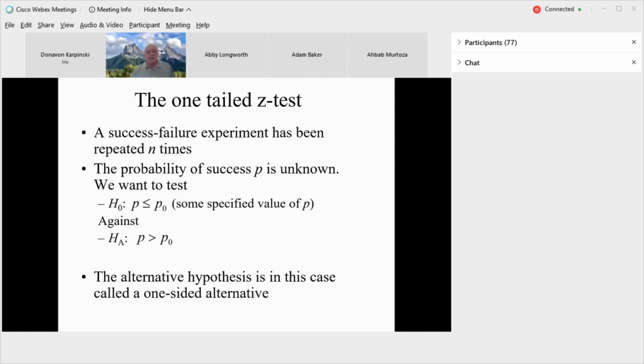Suppose we wanted to decide between these two statements. The null hypothesis: P is less than or equal to P naught. The alternative: P greater than P naught. The alternative says the success rate is higher than the value of P naught. The null hypothesis says it's not higher; it's either equal or less than. You call this alternative a one-sided alternative. In the other case, when P was not equal to P naught, the alternative is a two-sided alternative.